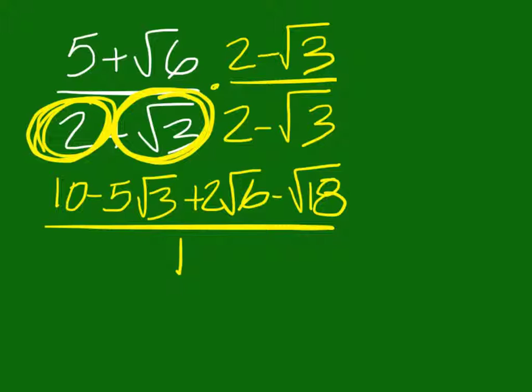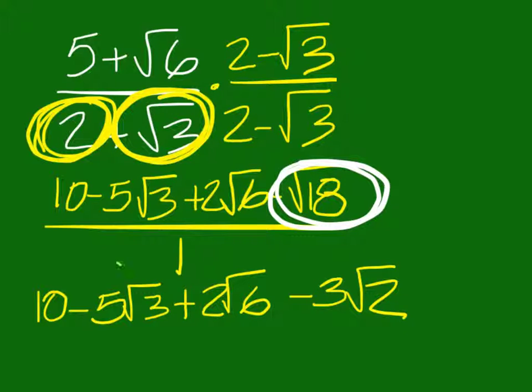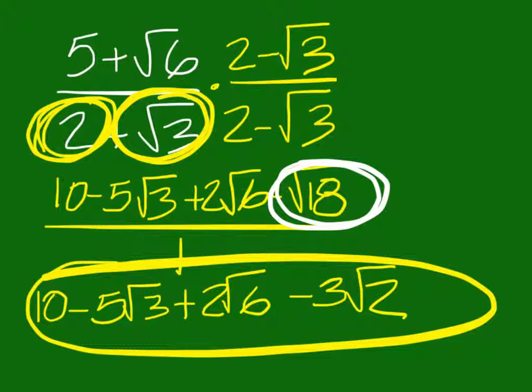But down here on the bottom, you're going to rewrite this, keep it the same, except look at this. Can the square root of 18 be broken up? Yes. Into 9 and 2. The square root of 9 is 3. So you would have minus 3 square root of 2 at the back end. That would be your final answer.